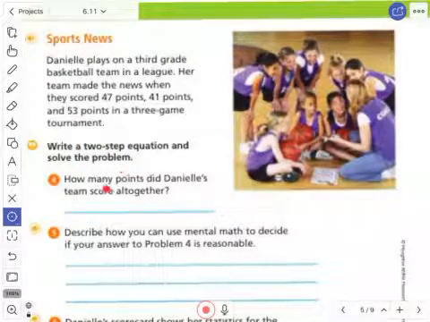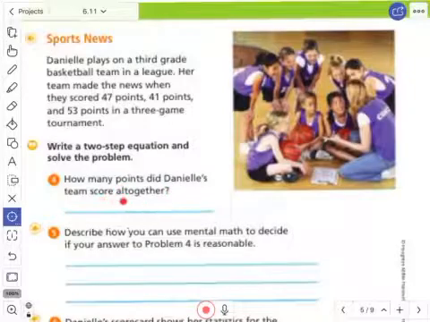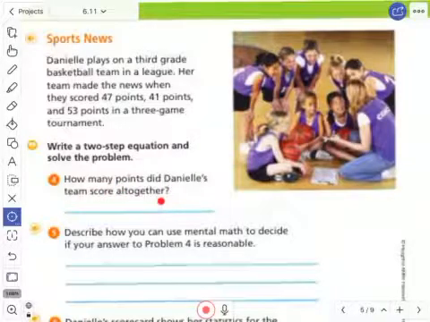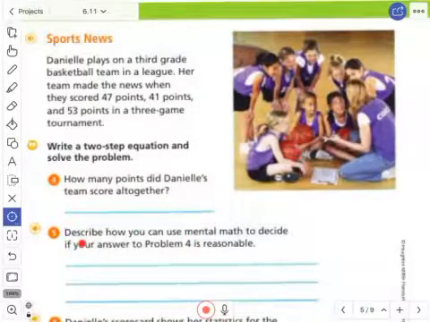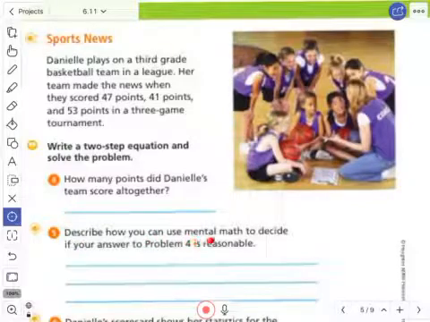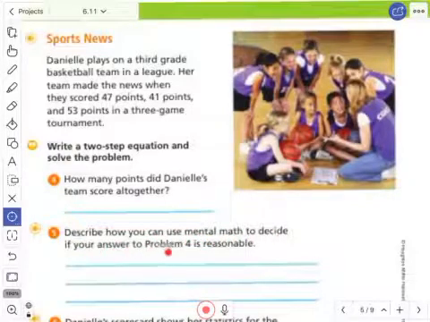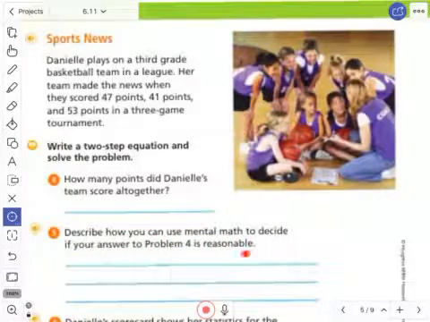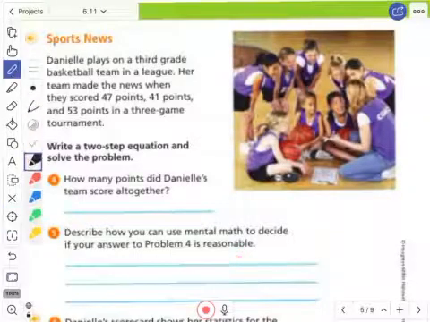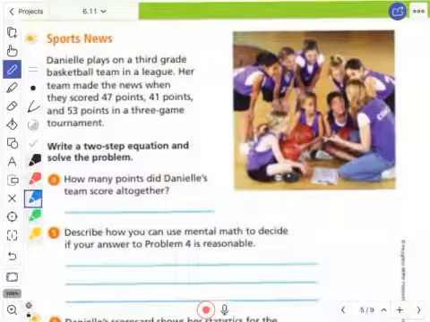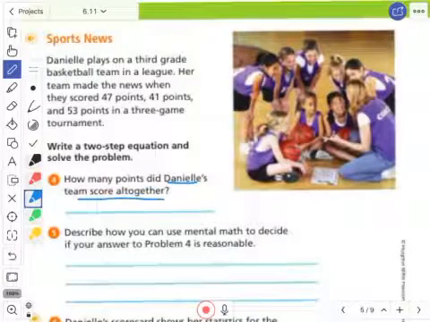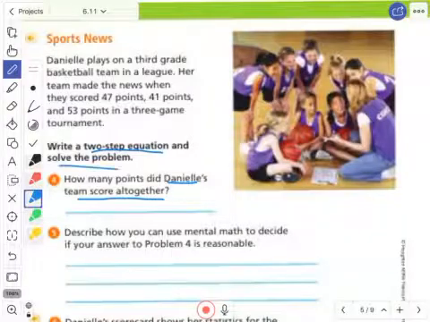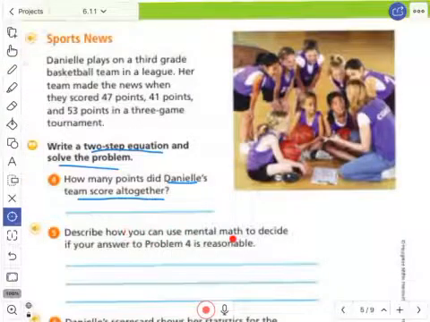Okay, so how many points did Danielle's team score altogether? That's one part you're going to have to figure out. Then another part is describe how you can use mental math to decide if your answer to problem 4 is reasonable. Okay. So just do a little bit of underline there to help too. So how many points did her team score altogether? Definitely a multi-step. That's where you got to do that 2-step equation and solve it. Describe how you can use mental math.